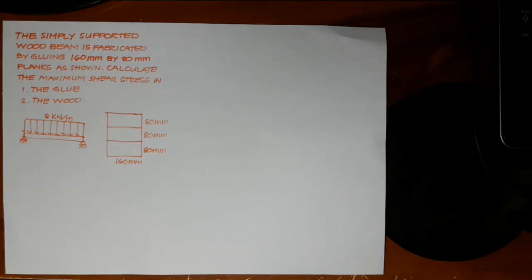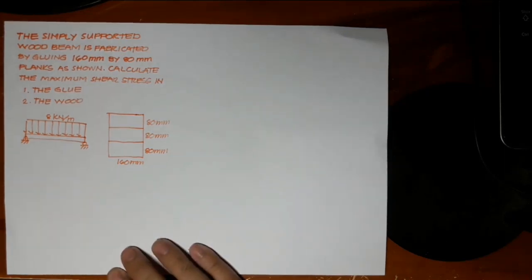The simply supported wood beam is fabricated by gluing 160 mm by 80 mm planks as shown. Calculate the maximum shear stress in number 1, the glue, and number 2, the wood. The first step is to draw the shear diagram.